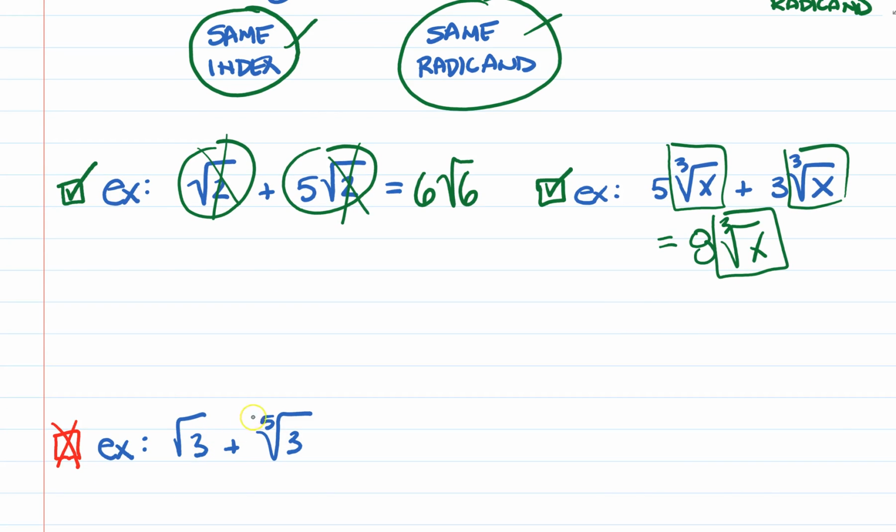This is an example of something you cannot add together. The square root of 3 and the 5th root of 3. The reason we can't add these together is because they don't have the same index, right? So this is an index of 2 and this is an index of 5. Because they do not match, we cannot add them together, and that's as far as we can take it. All right, that's box 1 for you.